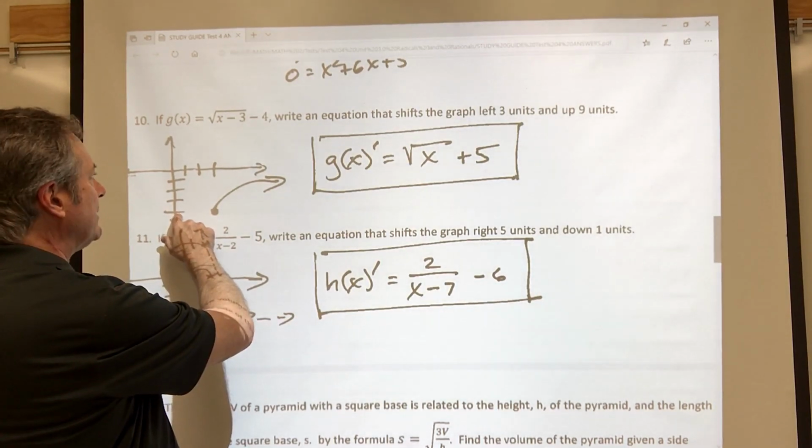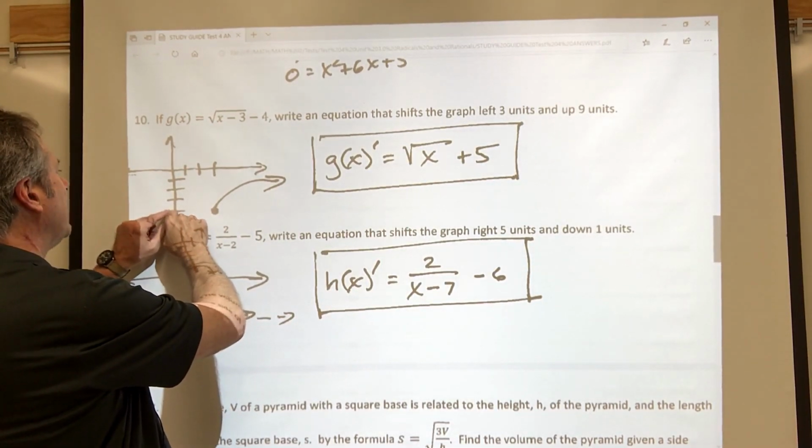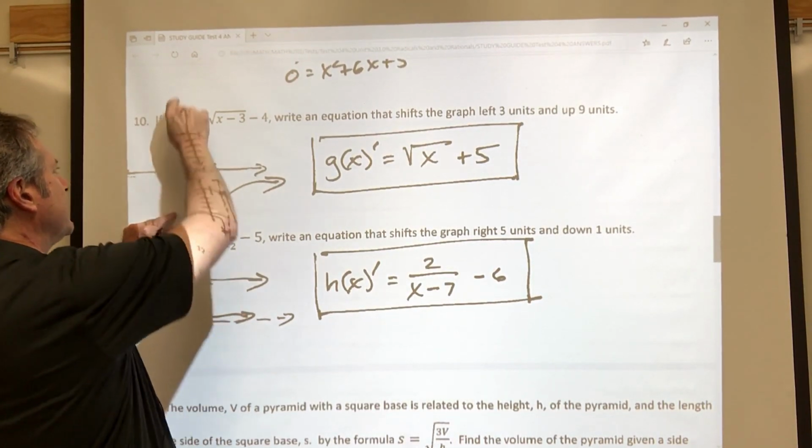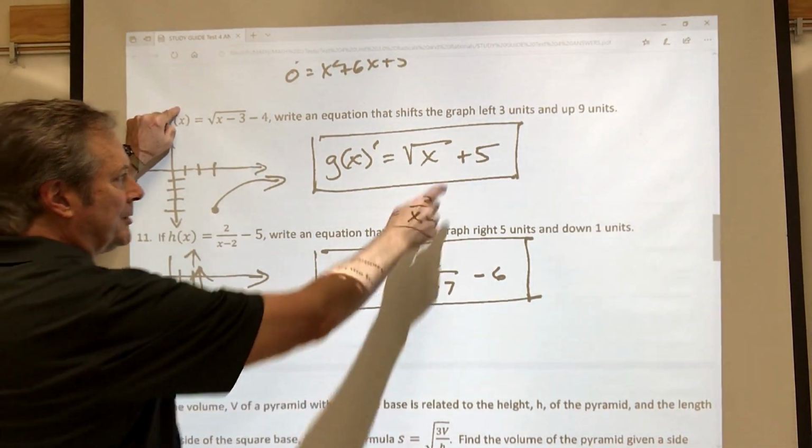And if we're down here at -4 and we want to go up 9, so we're at -4, we go up 9, where do we land? At +5.